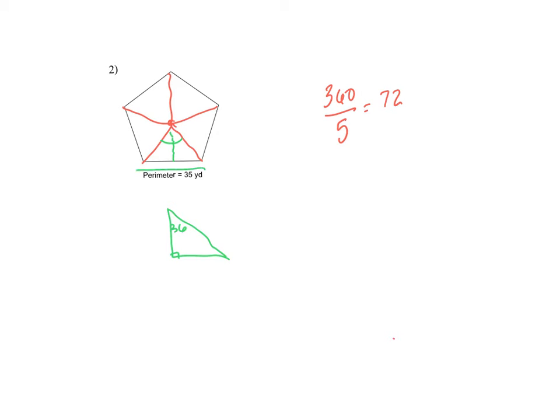Now let's look at what they're giving us. They're giving us the perimeter. There's 5 sides and the whole perimeter is 35. That means every one is 7. That means half of this much is 3.5. Don't forget to cut it in half. So now we have the same thing. We have the adjacent and the opposite, and we have that the tangent of 36 equals 3.5 over x.